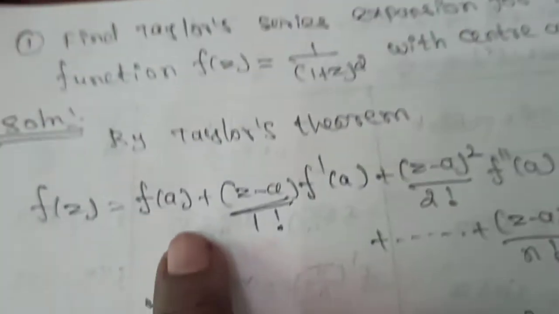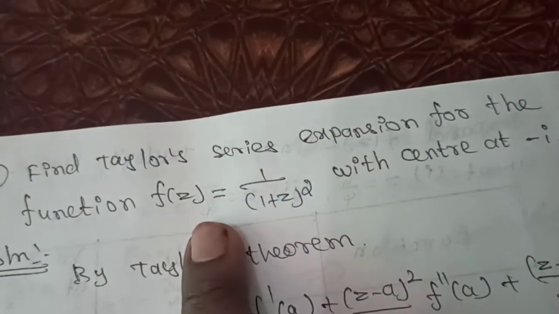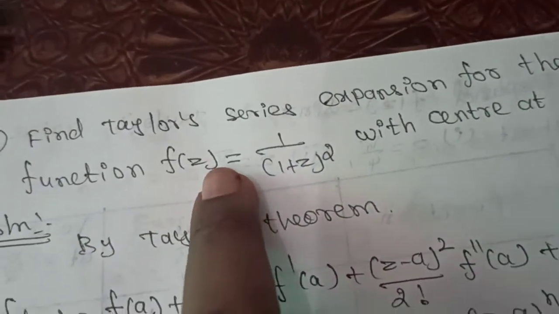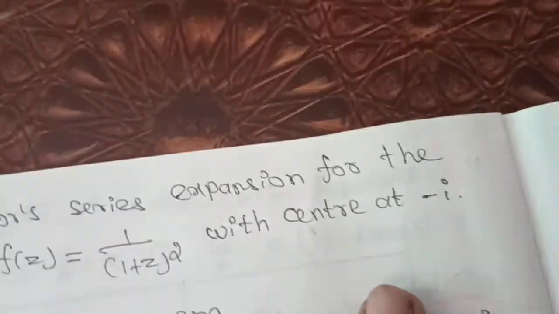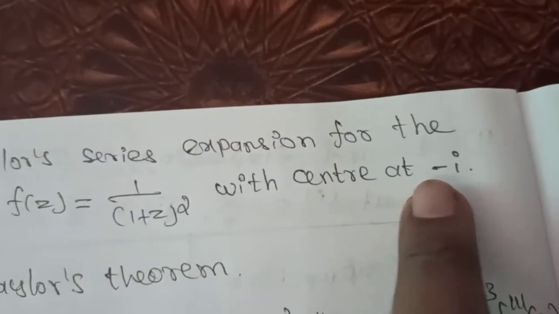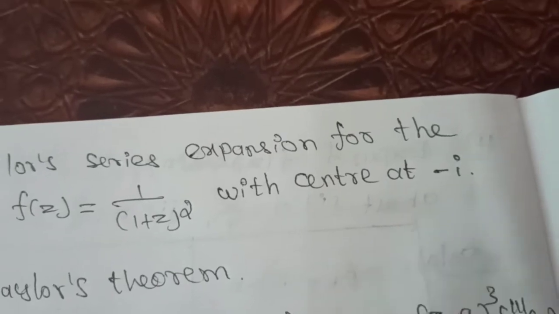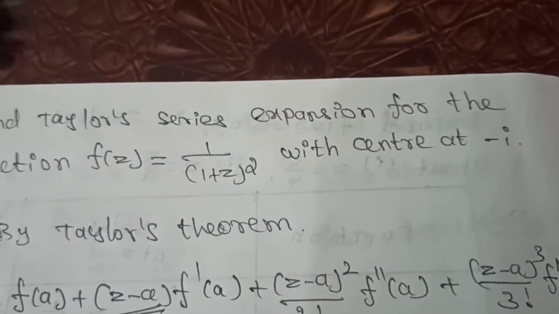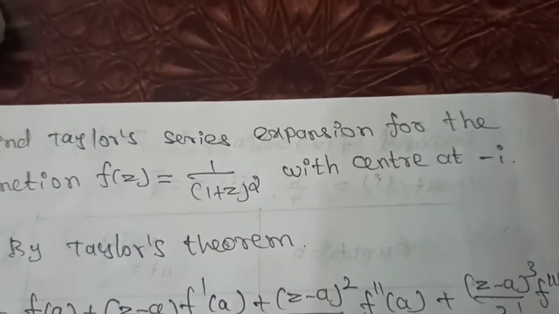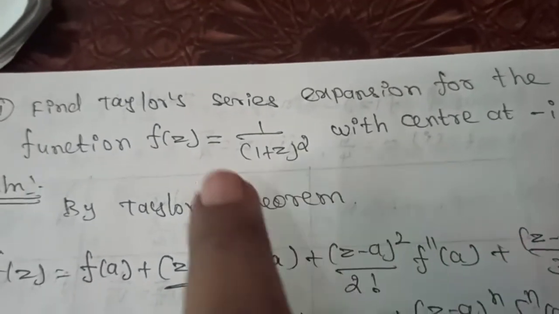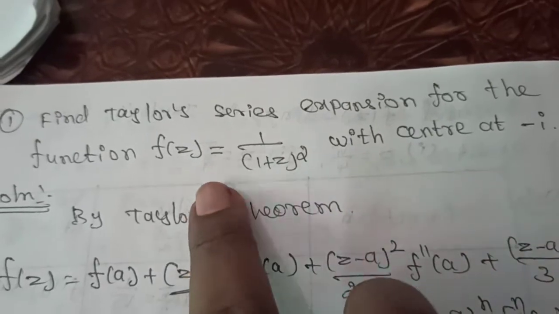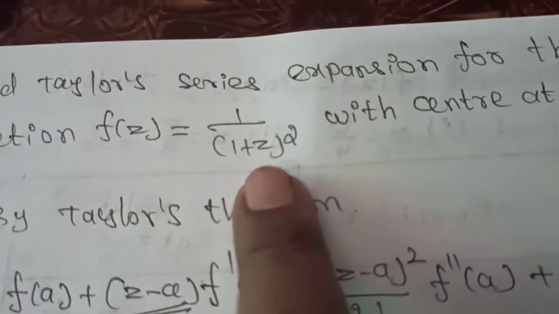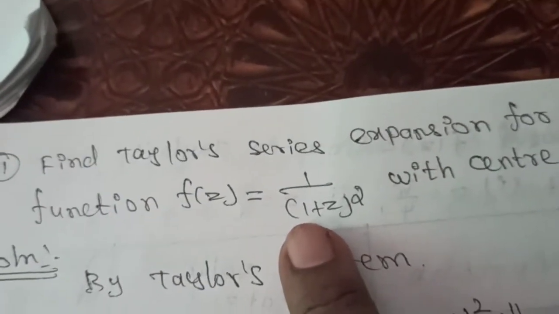So in this problem, the function given is f of z equal to 1 divided by (1 plus z) the whole square, and the point given is z equal to minus i. What would be the first step? The first step is you take the given function, and in this function we will take the differentiation.